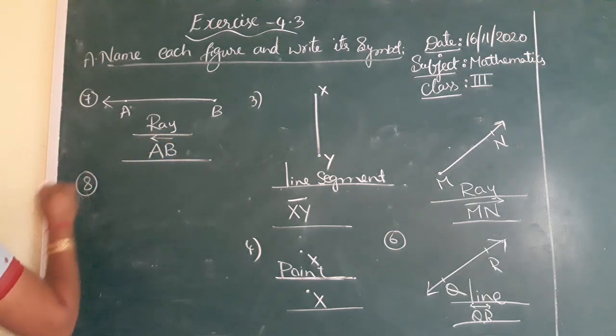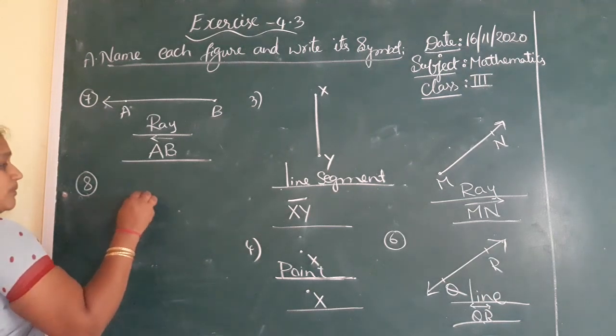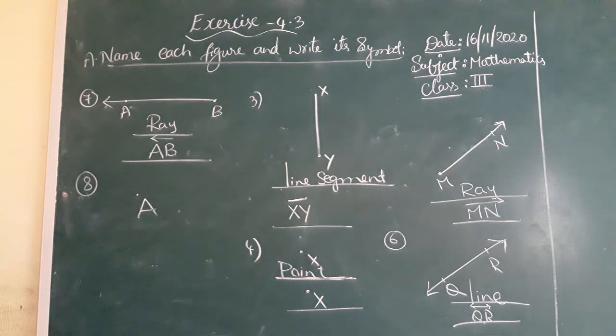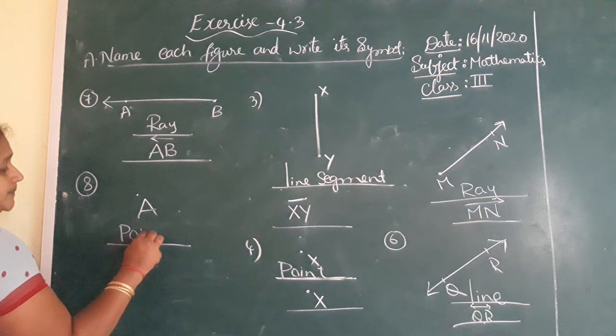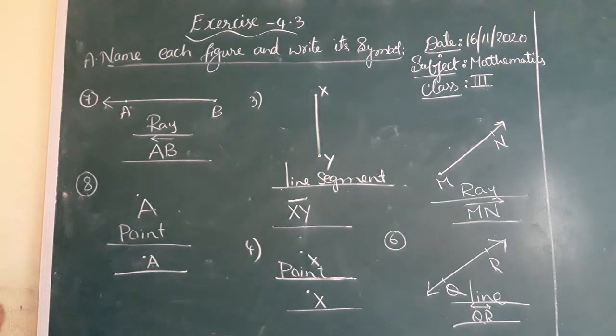See the eighth one. One more figure they gave. A small dot made by a sharp edged pencil was given. They are asking what is this figure. We call it a point and it is indicated as point A. See the next one, children.